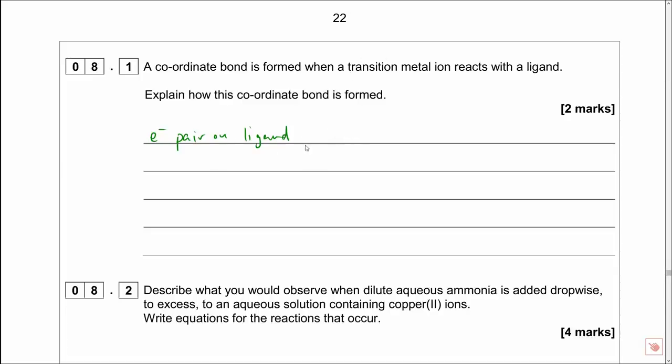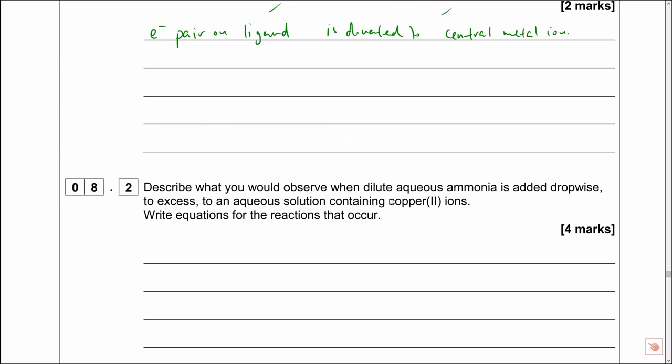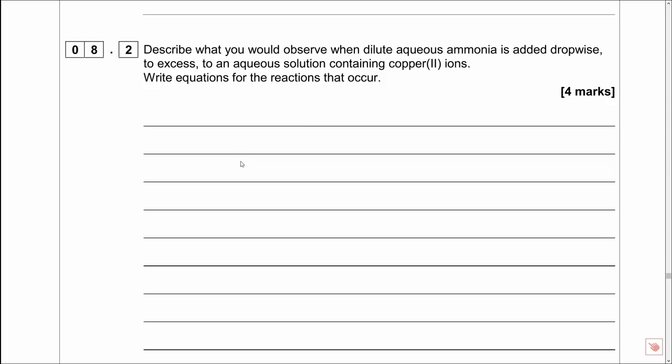So anyway, electron pair on the ligand is donated to the central metal ion. 2 reasonably easy marks. One for there, one for there. Okay. Oh, I love these questions here. These you should absolutely just inhale these marks.